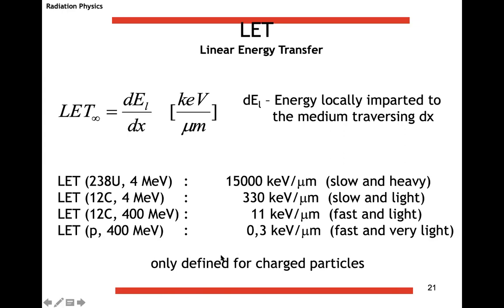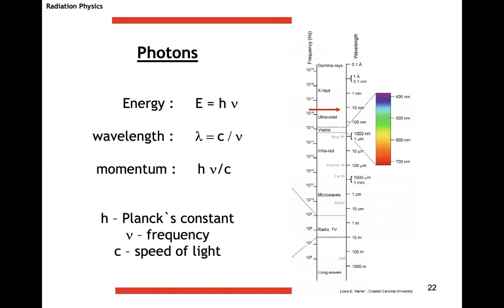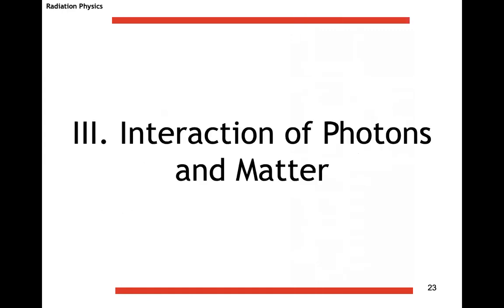It is really only defined for charged particles, even though you will find it also associated with X-rays or gamma rays, but in those cases it really refers to the spectrum of the secondary electrons produced by these photons. This is in fact the spectrum I was mentioning before, and this one you all know very well. And now let's look a little at the interaction of photons and matter.